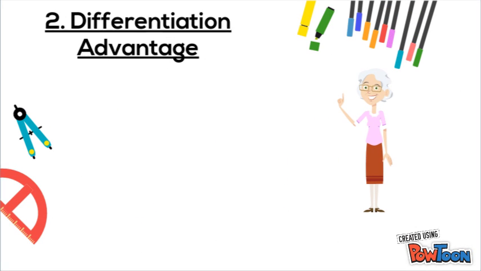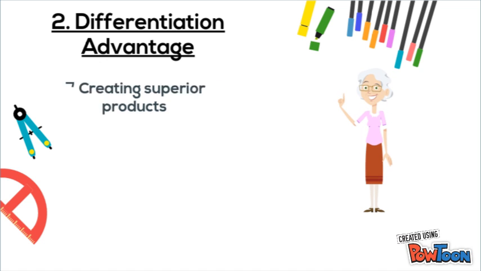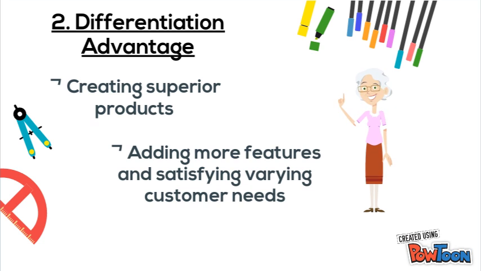Second, differentiation advantage. This approach is used when firms strive to create superior products or services. When a firm competes on differentiation rather than cost, value chain analysis is done differently. This is because the source of differentiation advantage comes from creating superior products, adding more features, and satisfying varying customer needs. These activities result in a higher cost structure.